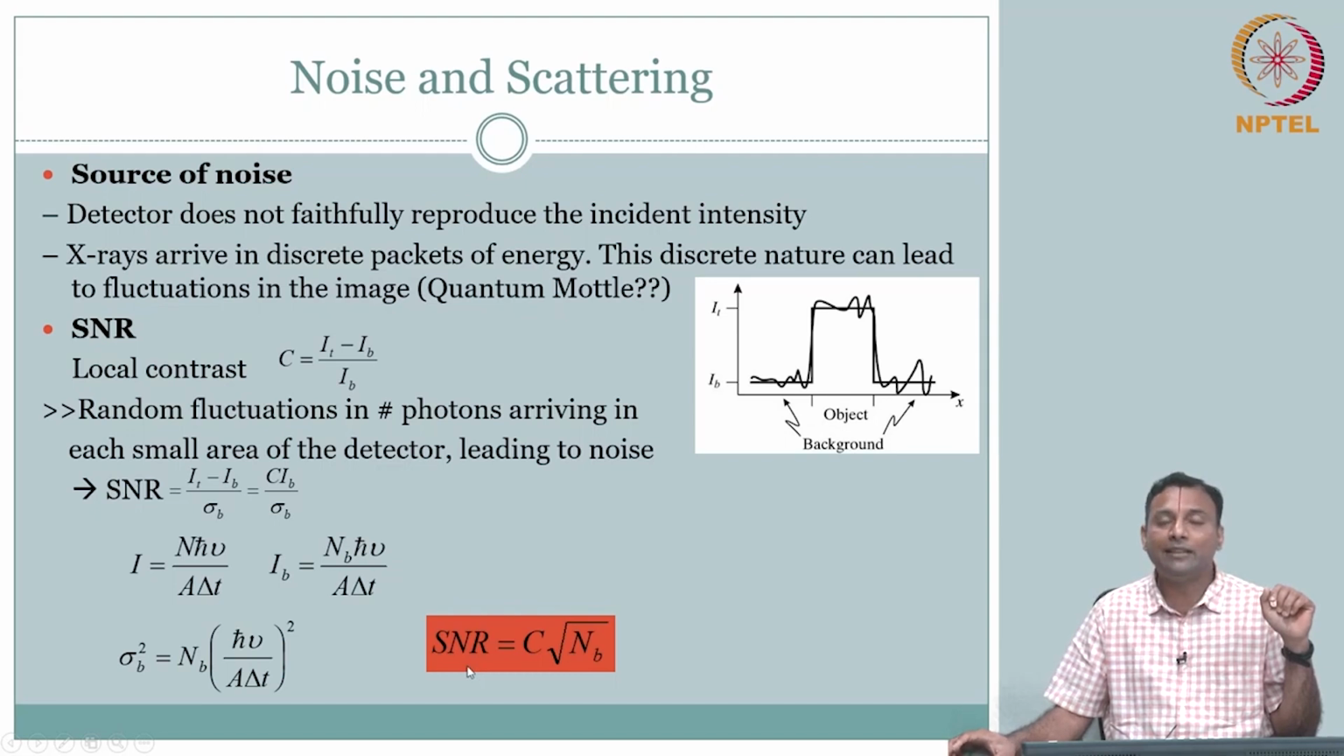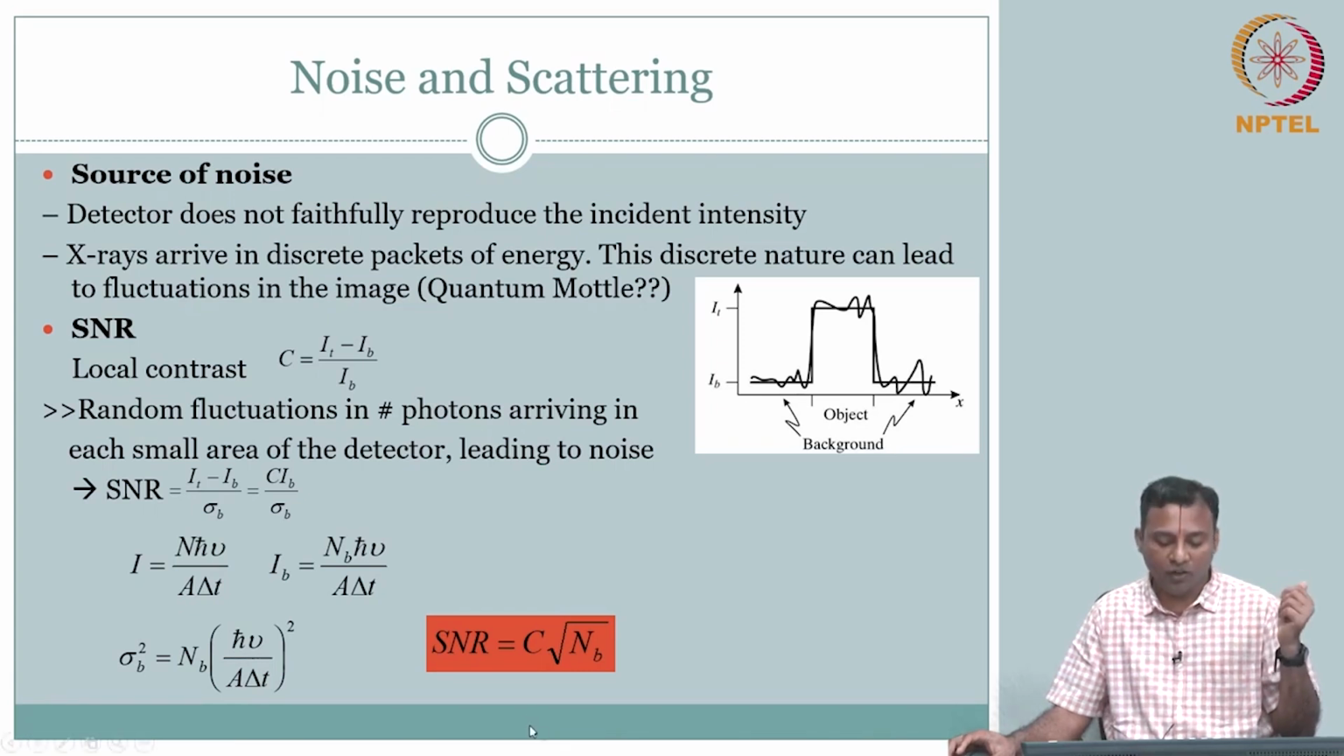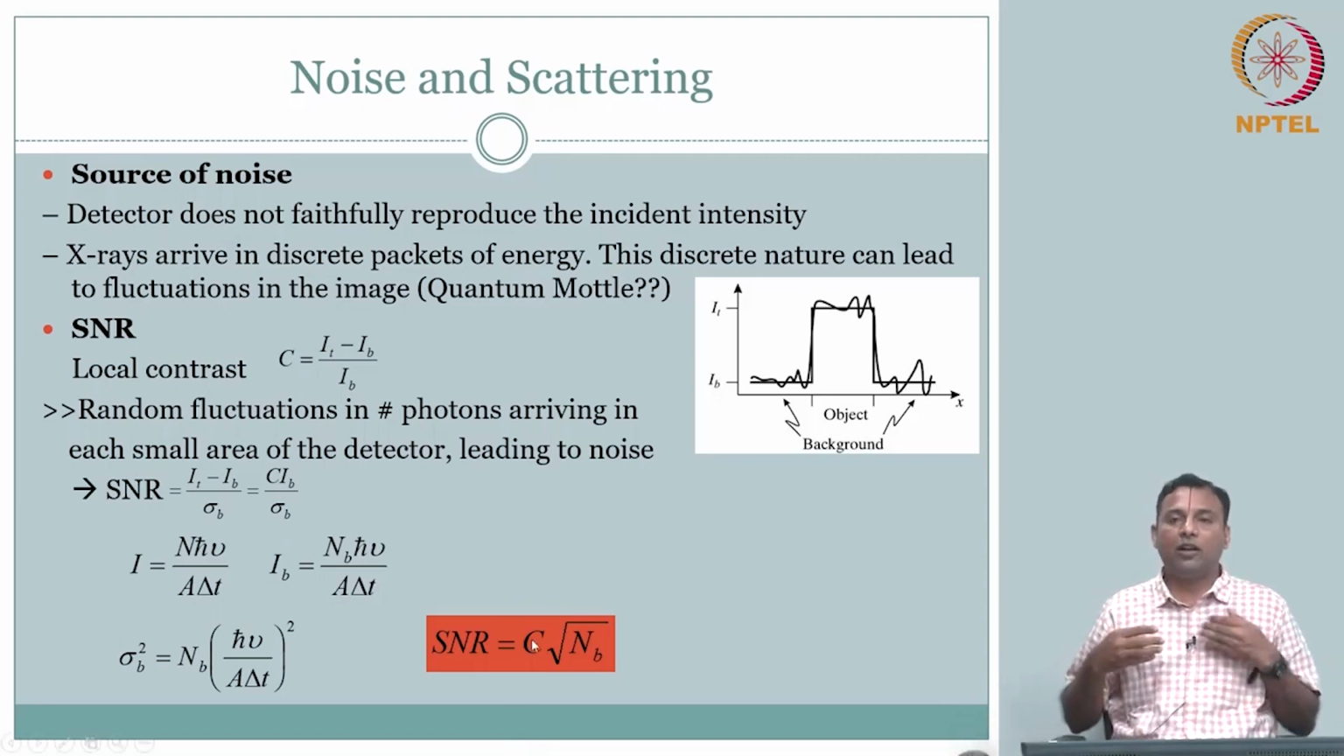So how do I increase my signal to noise ratio? Well, it is proportional. So I can increase the contrast, or I can increase my NB, or both. Beautiful. So what contributes to contrast? Well, we talked about inherent contrast. We need to be able to capture the contrast that is there already.